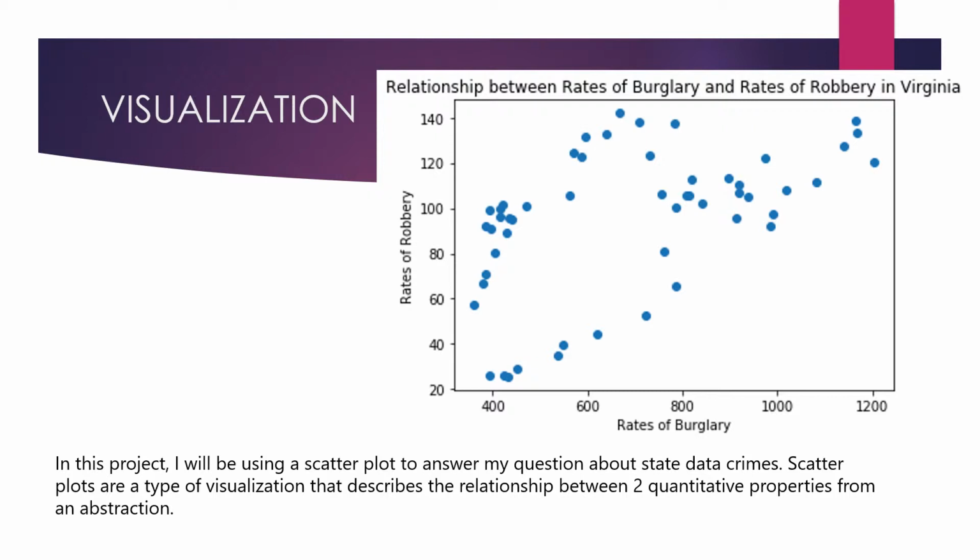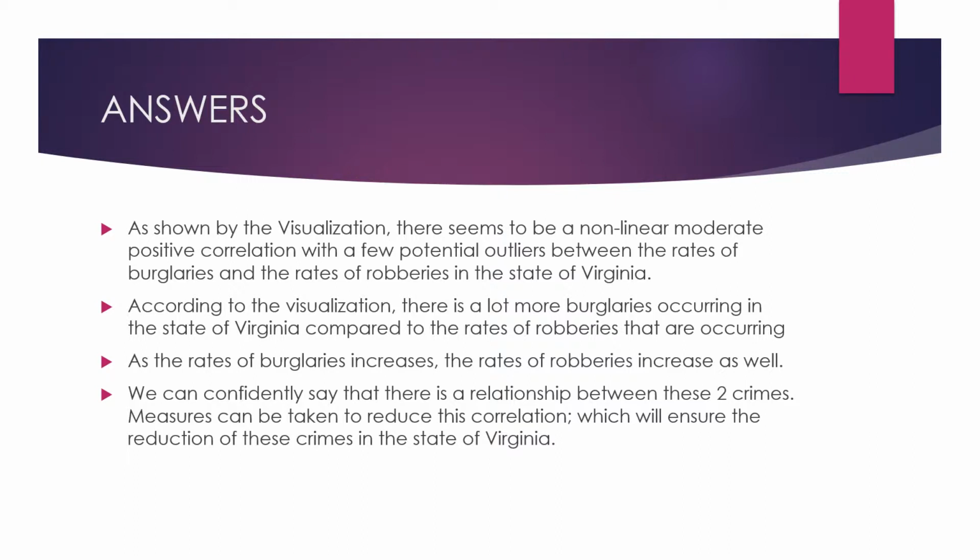Shown by my visualization, there seems to be a nonlinear moderate positive correlation between the rates of robberies and the rates of burglaries in this project. According to my project, as the rates of burglaries are increasing, the rates of robberies are increasing as well. So we can confidently say that between these two crimes, there is a correlation.